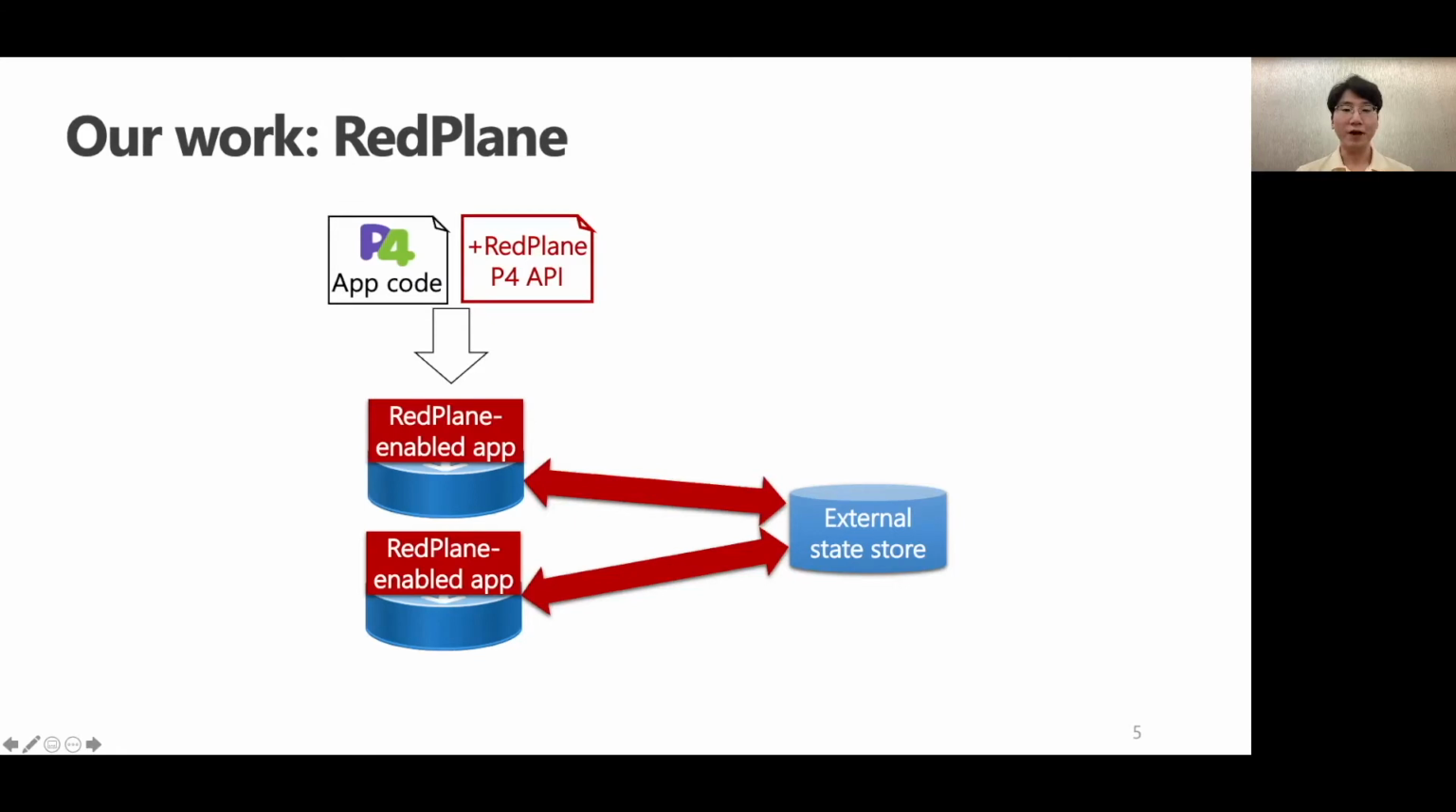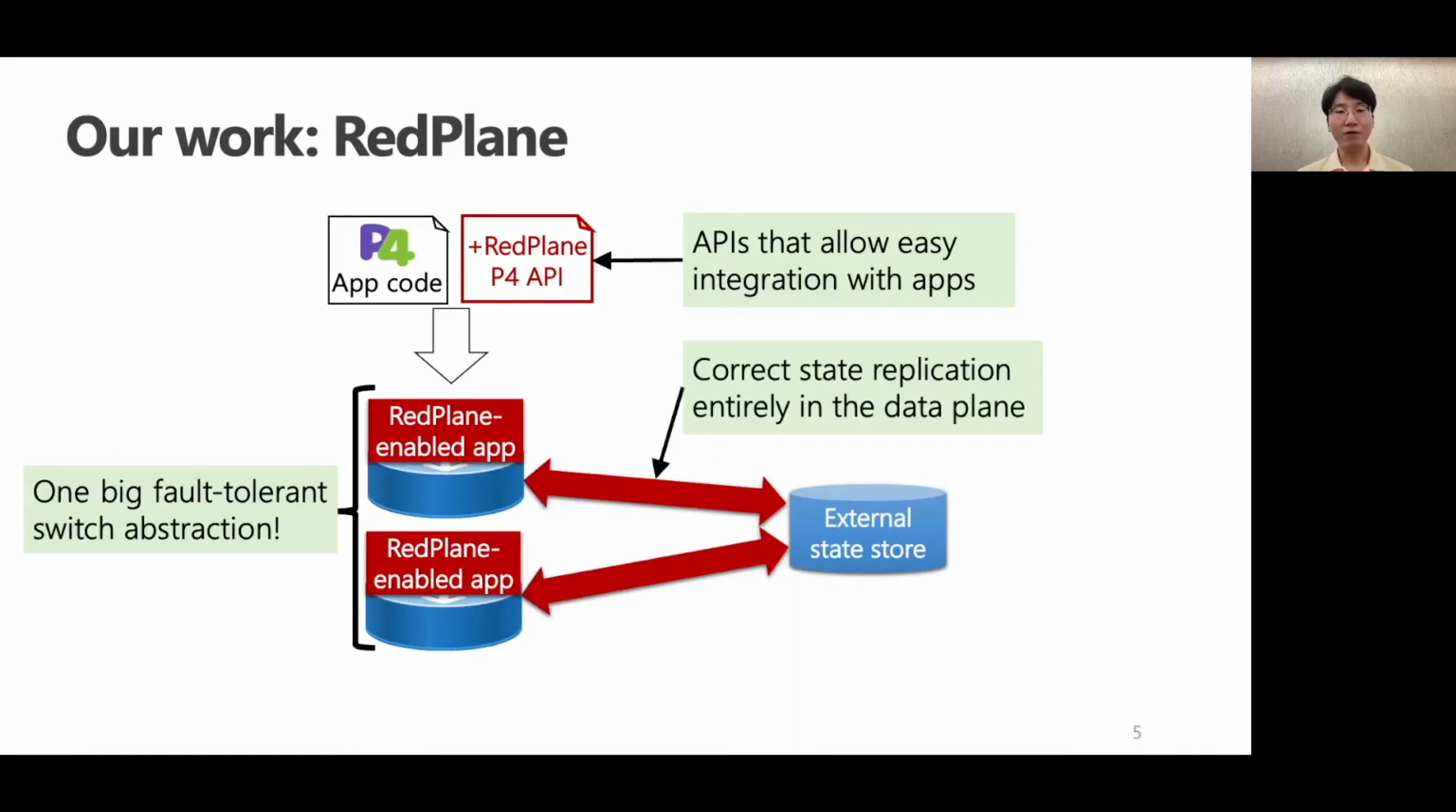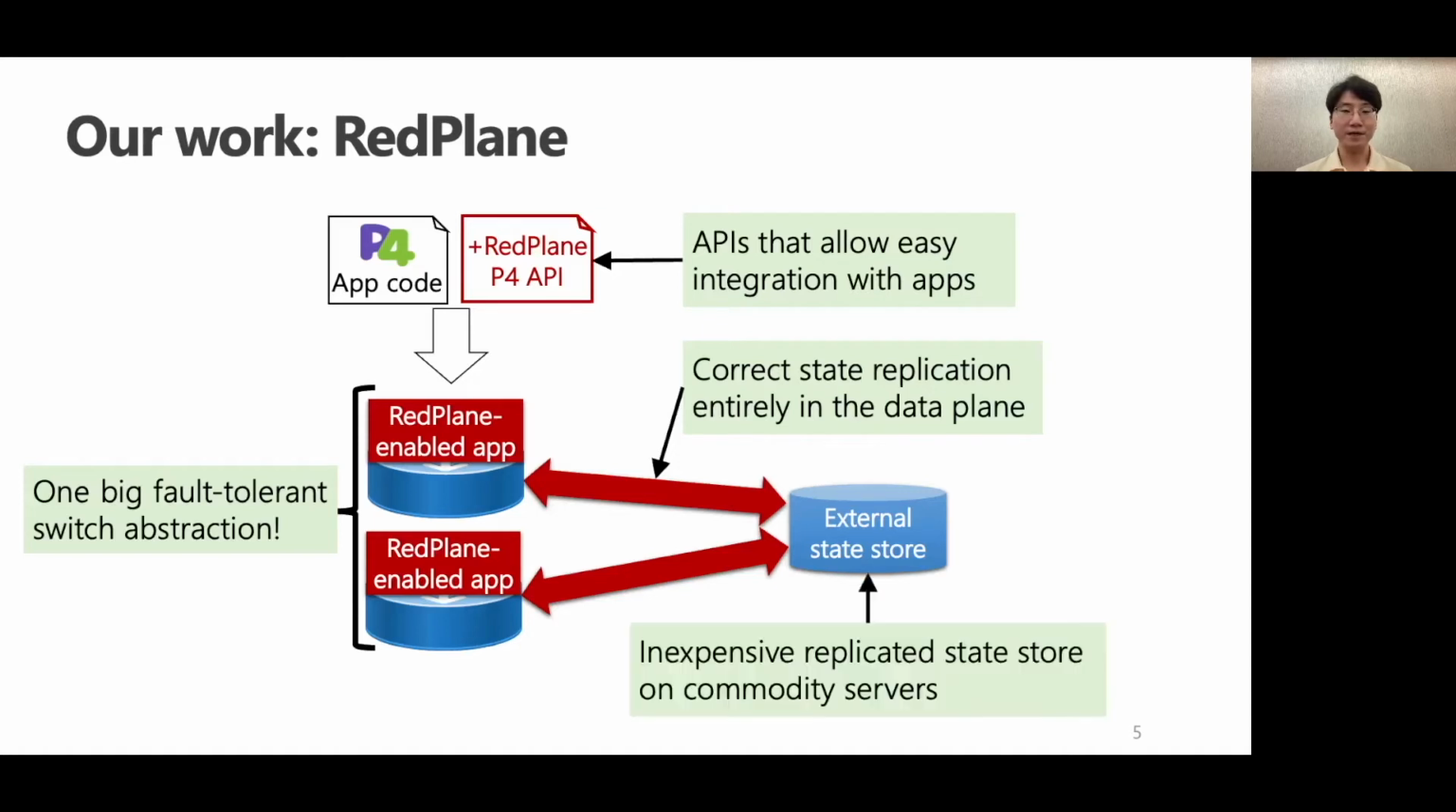Based on the key takeaways from this exercise, we designed RedPlane, which provides a fault-tolerant state store abstraction for in-switch applications. Essentially, RedPlane provides in-switch applications with one big fault-tolerant switch abstraction by offering APIs that allow developers to easily enable RedPlane in their applications, providing a protocol that correctly replicates the state entirely in the data plane, and leveraging an inexpensive replicated state store implemented on commodity servers.